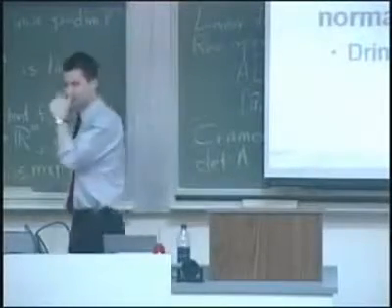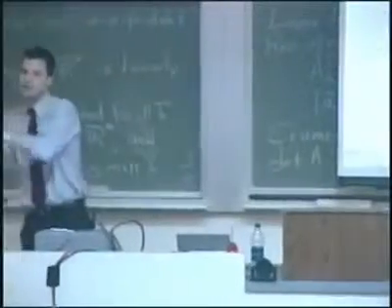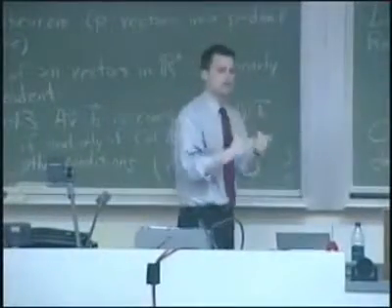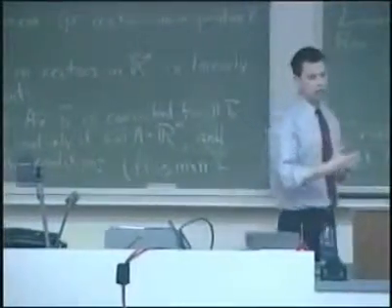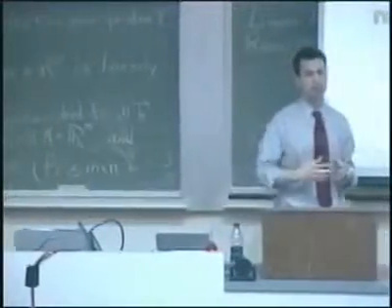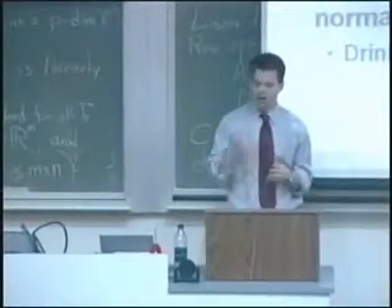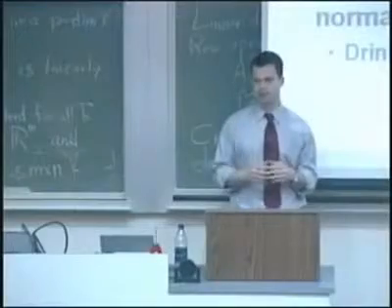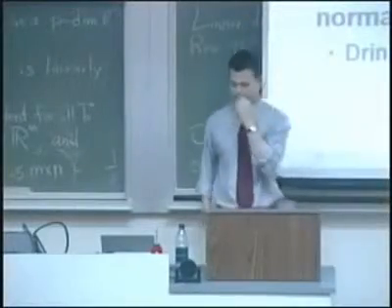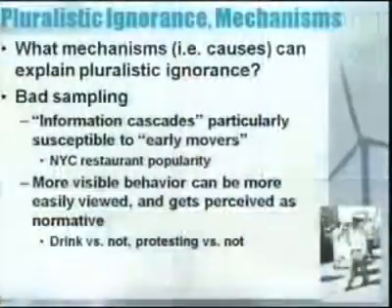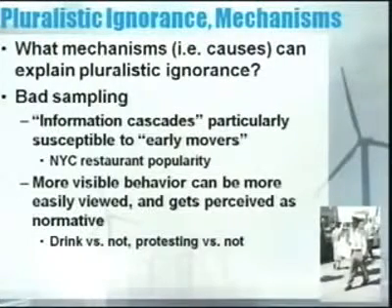Another way in which bad sampling could work is not this ordering effect, where a cascade happens because of early people voicing their opinion or making their choice and having disproportionate social influence on others. Another mechanism is visibility of behavior. It could be that more visible behavior is more easily viewed, which is obviously the case, and then it gets perceived as normative.